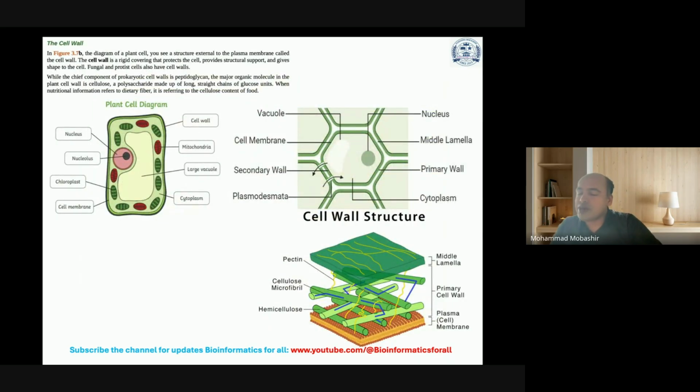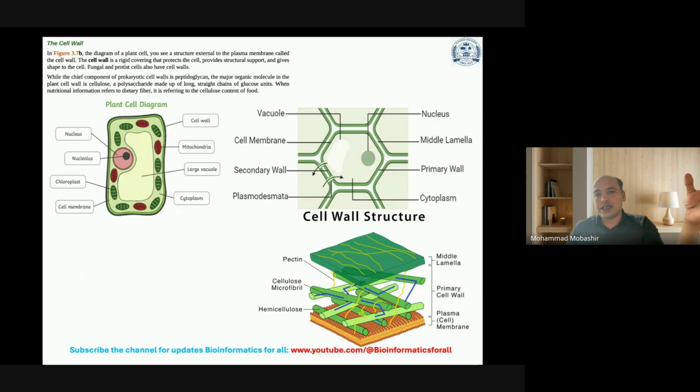Now, I'm coming one by one to some of the cell parts or components which I have not introduced. The first one is the cell wall. As we have learned, plant cells have the cell wall, and the cell wall can be seen here in this plant cell, just above the plasma membrane or cell membrane.